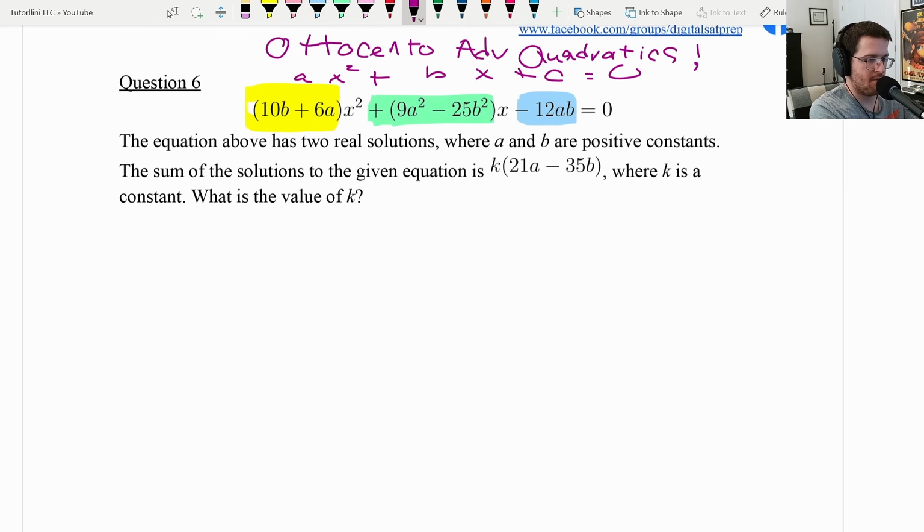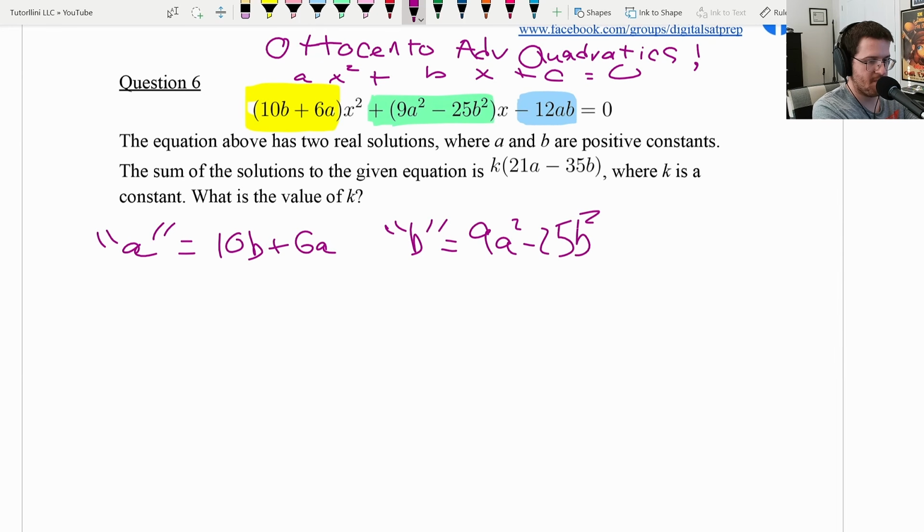Great. So let's write this all down. Capital A, I'm putting air quotes around it just to remind you guys that it's different, is 10b plus 6a. B is equal to 9a squared minus 25b squared. And C, air quotes, is equal to negative 12ab.